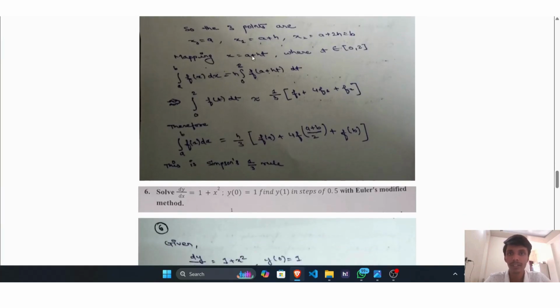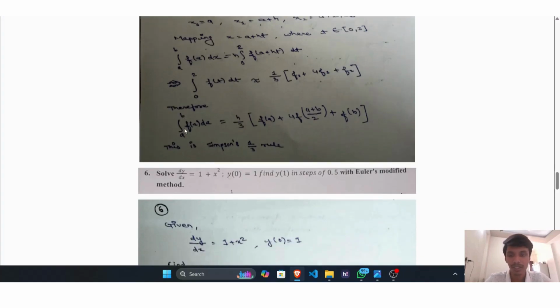Here we also map x equals a plus ht, where t maps from 0 to 2. Integrating this function, we get the integral from 0 to 2 of f(t) dt, approximately equal to 1/3 (f0 plus 4f1 plus f2). Therefore, the integral from a to b of f(x) dx is equal to h/3 (f(a) plus 4f((a plus b)/2) plus f(b)). This is Simpson's 1/3 rule.